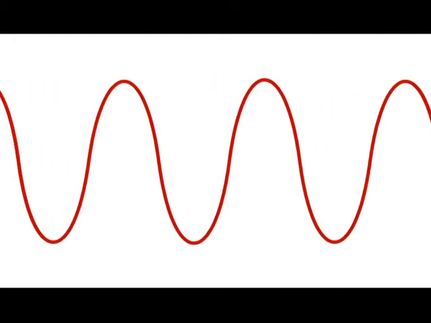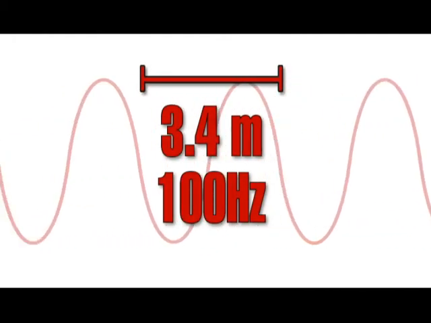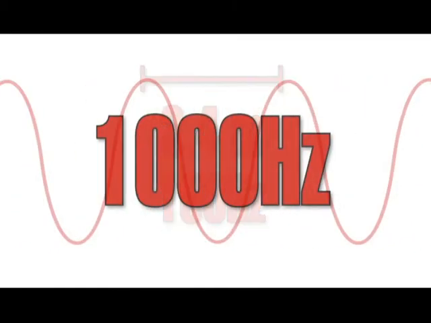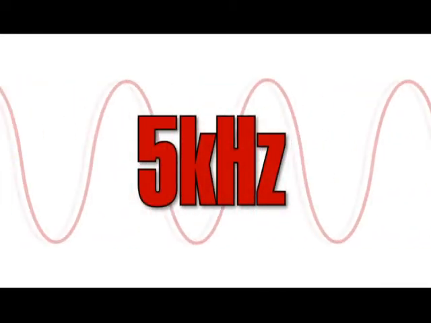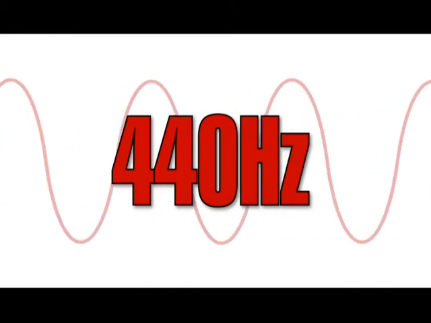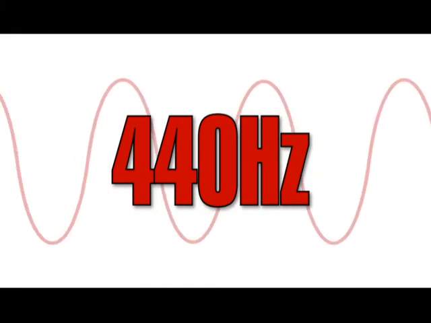Of course, an easier way to measure a sound wave and estimate its frequency is to listen to it. 3.4 meters between peaks is 100 hertz, which is a very low-pitched sound. Here's 1,000 hertz, or 1 kilohertz. And here's 5 kilohertz. 440 hertz is the A on a piano keyboard just above middle C.